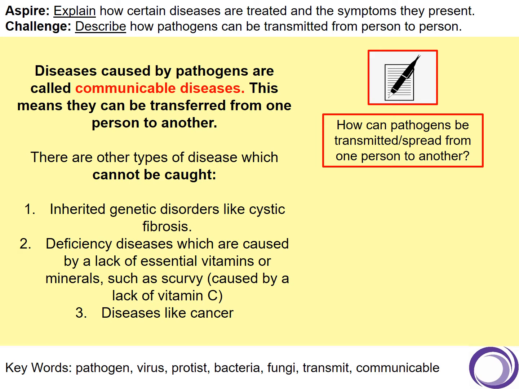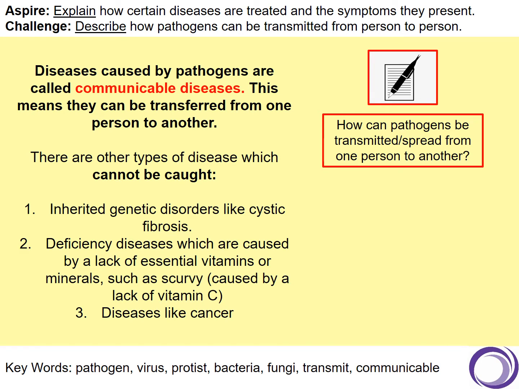Okay, so diseases that are caused by pathogens are called communicable diseases, and this means that they can be passed from one person to another. There are other types of diseases, though, which you need to know that cannot be caught. These are diseases such as inherited diseases, and one that you need to familiarise yourself with and that you'll learn about in B6 is cystic fibrosis.